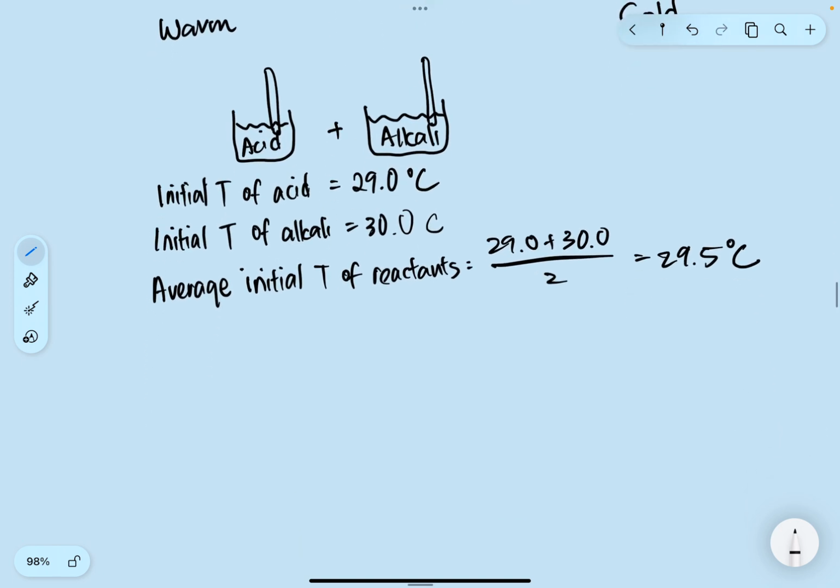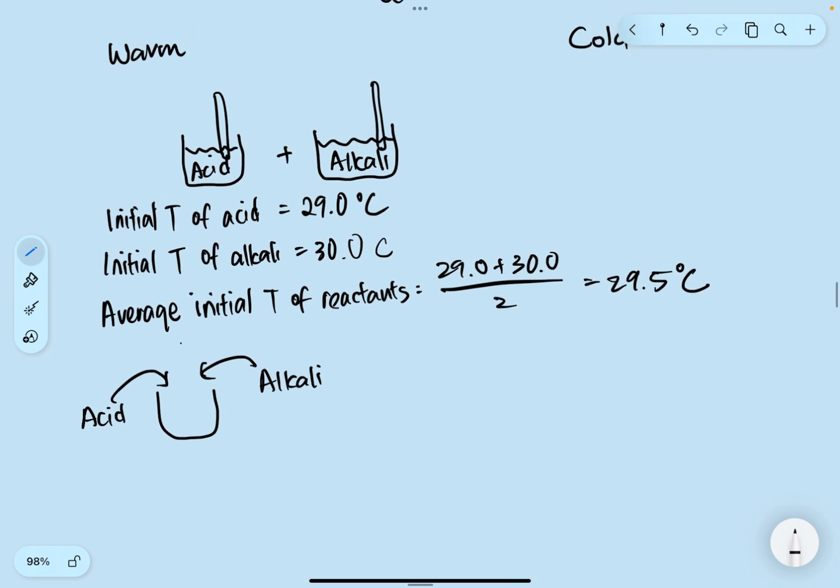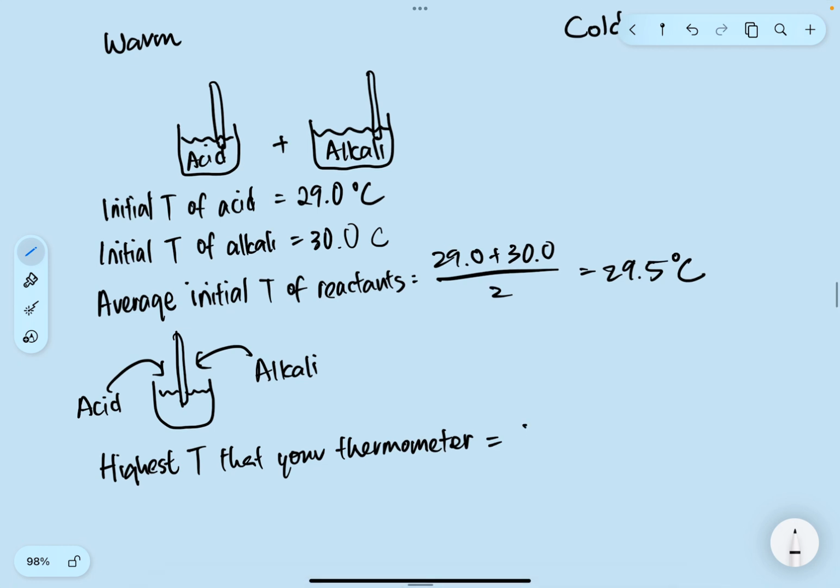Now, here's the next thing. After you finish measuring the initial temperature, the next thing that you need to do is mix your acid and your alkali together. When you mix them, make sure that you have your thermometer in there to record the final temperature. Of course, the final temperature is referring to the highest temperature that your thermometer is able to give you. Remember, that is the value that you need. Maybe it says that it is able to reach up to 34.5 degrees Celsius.